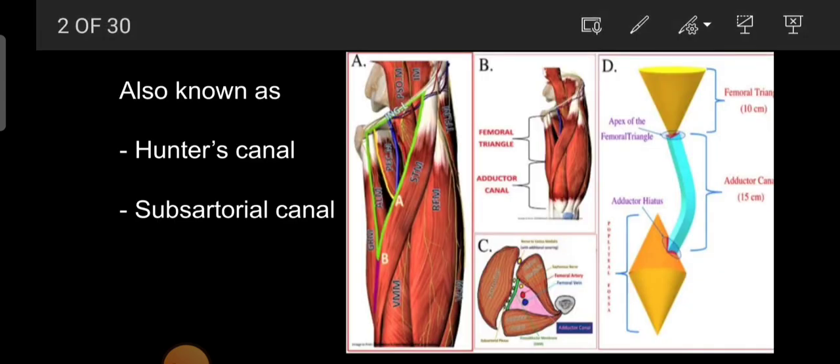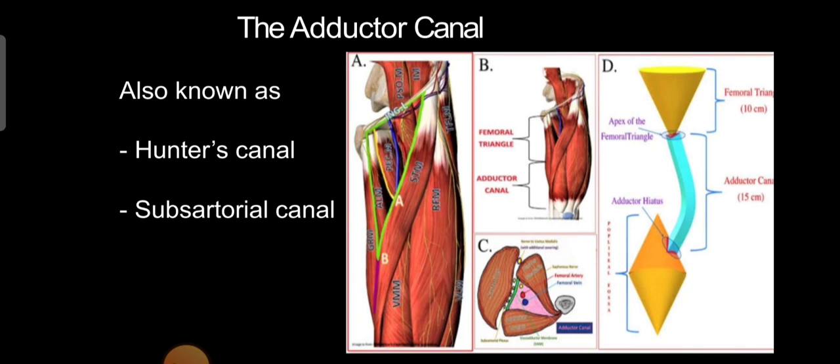In this video, we will see about the anatomy of adductor canal. Adductor canal is also known as Hunter's canal or subsartorial canal, as it is located beneath the sartorius muscle. That is why it is named as subsartorial canal.